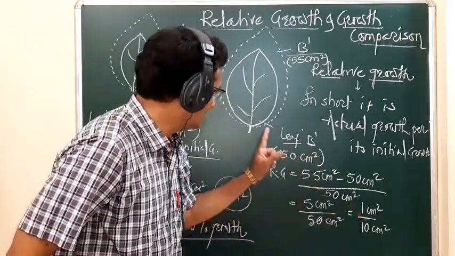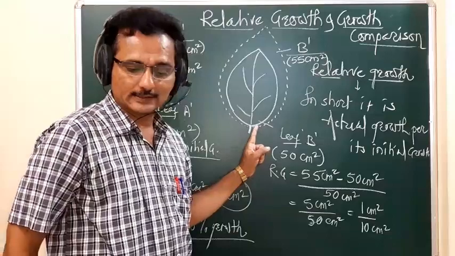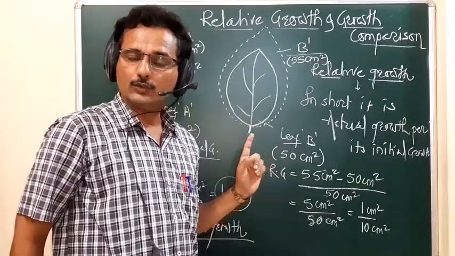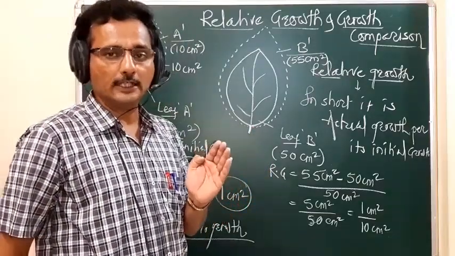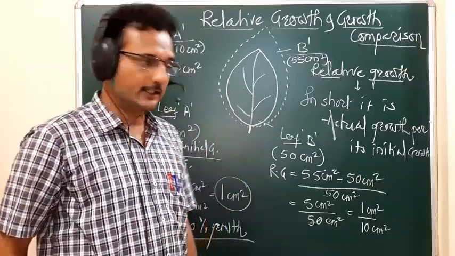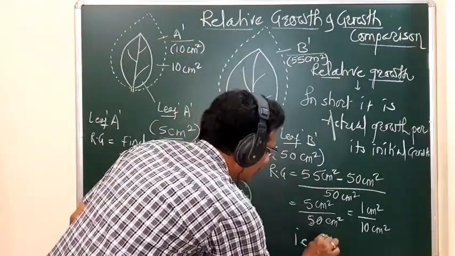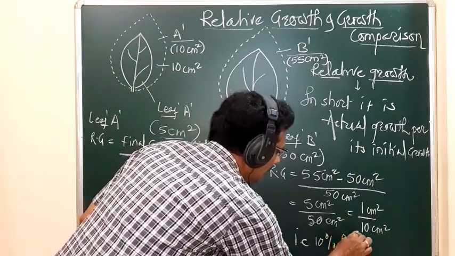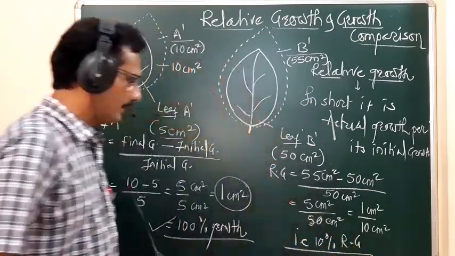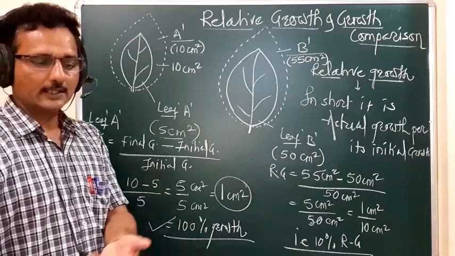So in this second system, what did we observe? We observed only 10% relative growth. That is, it shows 10% relative growth. Okay, the second system shows 10% relative growth.